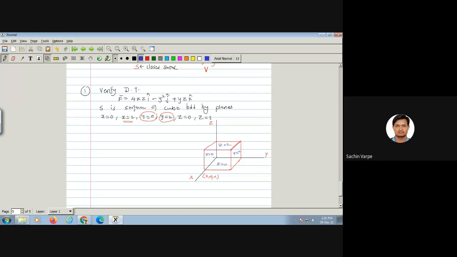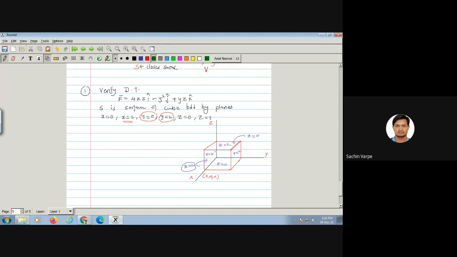Then x equal to 0, this back plane, that is x equal to 0, and x equal to 2 means this front plane. Can you see? This front plane. How many surfaces are there? 6 surfaces. So to verify the divergence theorem for each of these surfaces, you have to get n cap and area element.